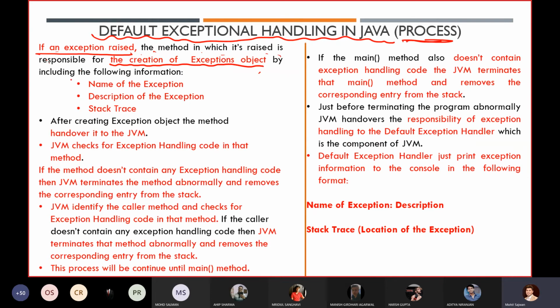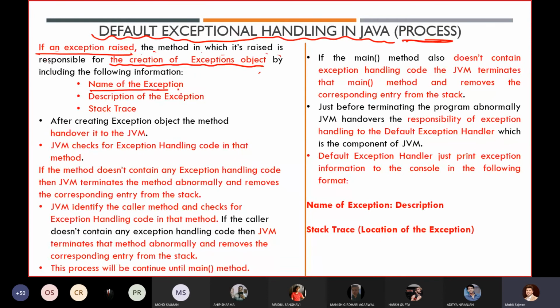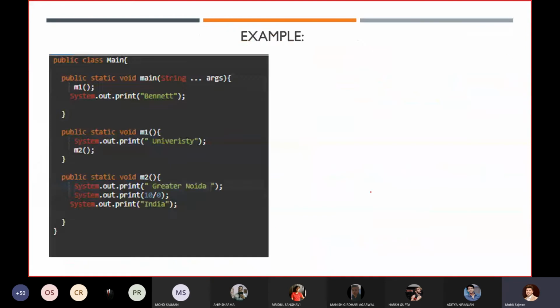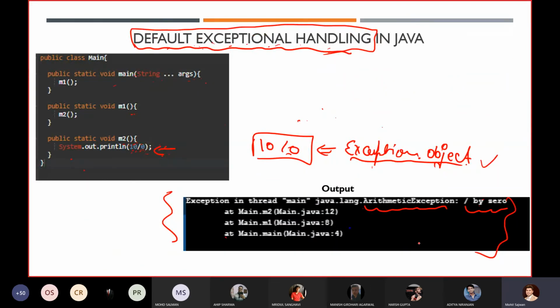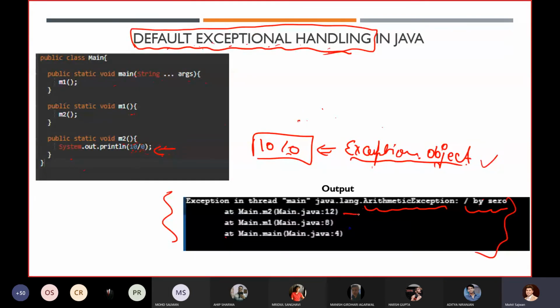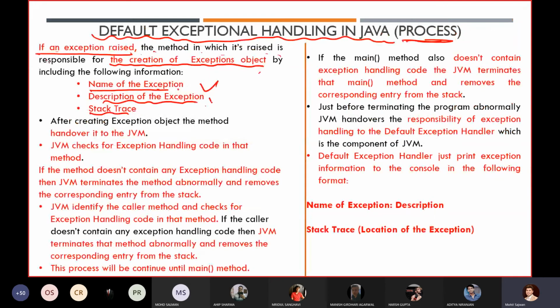Now the object contains the name of the exception. What is the name of the exception? ArithmeticException. What is the description of the exception? Divide by 0. And where it is located, the stack trace: it is in our main method, in our M2 method. So this is the exception object. Once you get an exception, it will automatically create an exception object containing three pieces of information: the name of the exception, the description of the exception, and the stack trace.